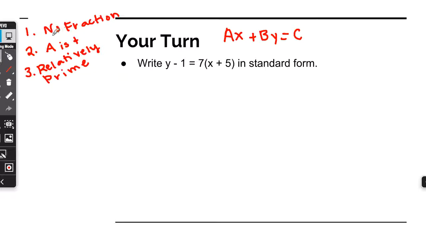All right, so we don't have any fractions so far, so we don't have to worry about multiplying both sides by the same thing. We can skip right to getting rid of this parenthesis. So this parenthesis stands in the way of me getting my x and my y together. So I'm going to distribute the 7, and I get 7x plus 35. Y minus 1 stays the same.